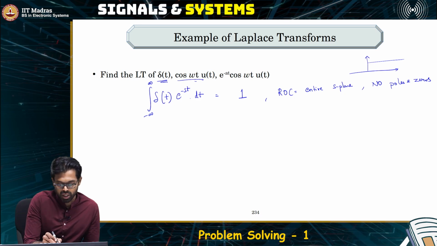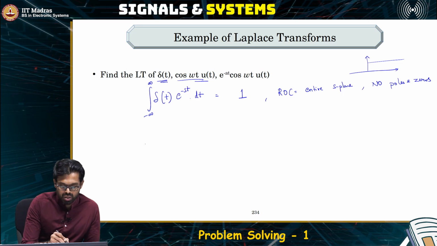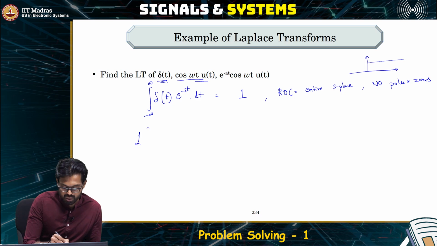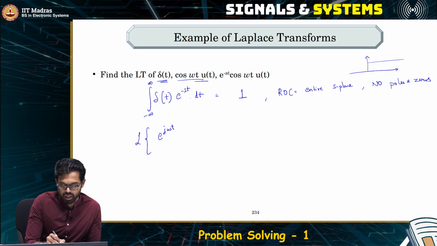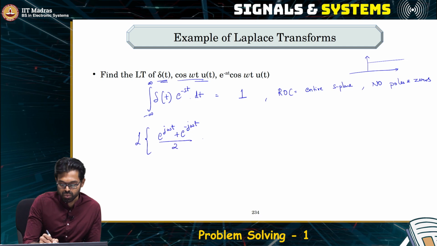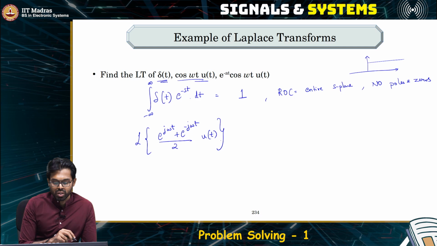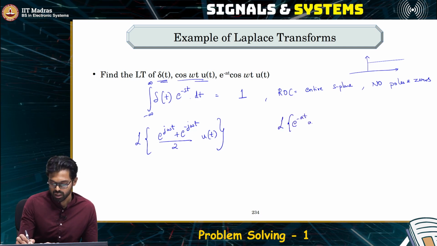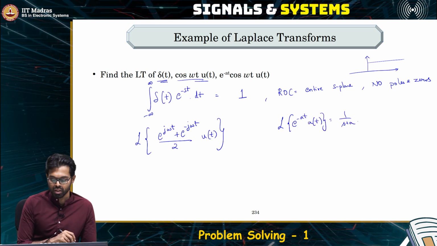Now let's try and find out the Laplace transform of cos omega t u of t. So what is cos omega t u of t? You can rewrite that as e power j omega t plus e power minus j omega t by 2 into u of t. But we already know what is the Laplace transform of e power minus a t u of t. That is nothing but 1 by s plus a, right?